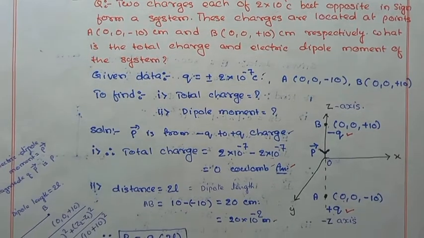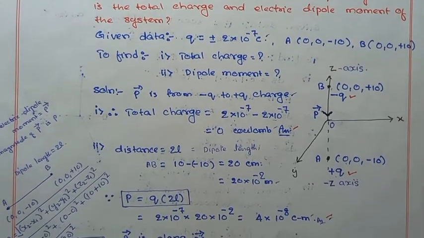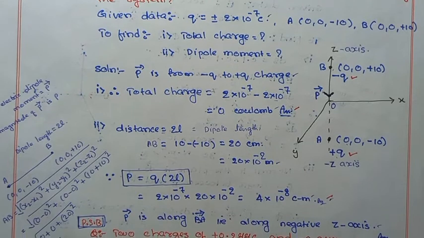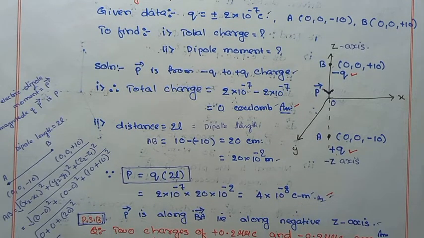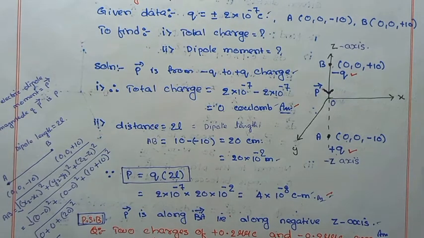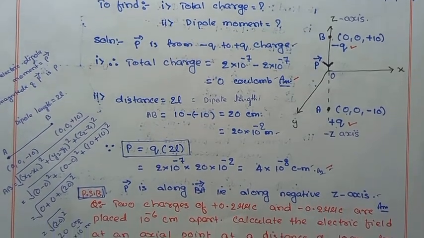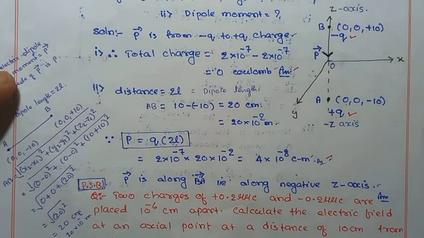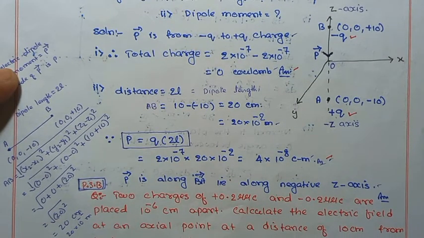We all know the formula for dipole moment. P is equal to Q times 2l. 2l is the dipole length, Q is the magnitude of the charge. The magnitude of the charge is given. Here the dipole length is not given, we have to calculate the dipole length. We know the formula: when 2 points are given with coordinates x1, y1, z1 and x2, y2, z2, then the distance between the 2 points is the square root of (x2 minus x1) square plus (y2 minus y1) square plus (z2 minus z1) square.